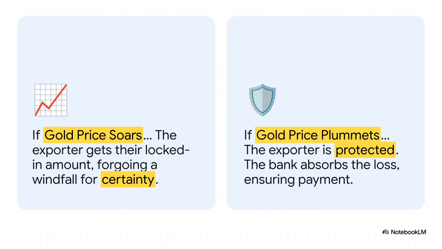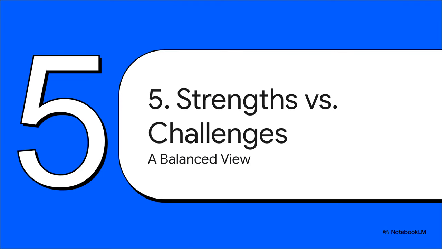And the beautiful thing is, the exporter is now totally shielded from the market's craziness. If the price of gold shoots through the roof, they don't get a surprise bonus, they just get the amount they locked in. But crucially, if the price of gold crashes, they are completely protected from that loss. The bank is the one taking on that market risk, which is their job, and it lets the exporter just focus on their business.